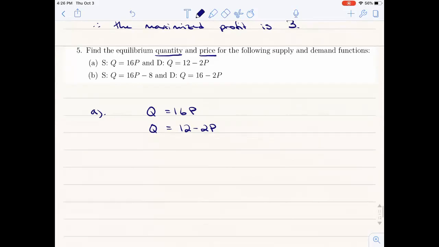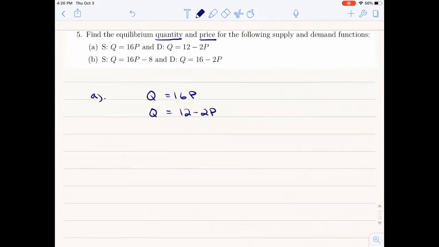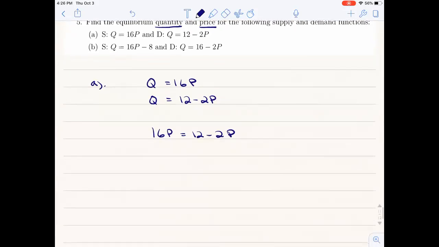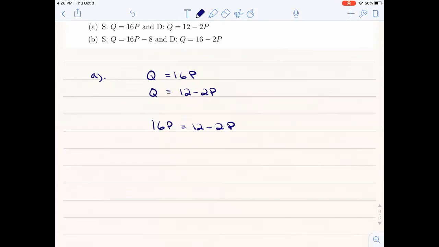Right. So I've got 16p is 12 minus 2p. Trying to solve for p here, I'm going to move the 2p over to the left-hand side, so I get 16p plus 2p is 18p, which is 12. So solving for p, I get 12 over 18.